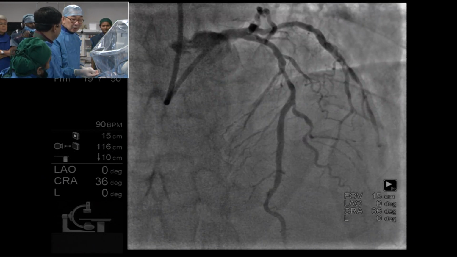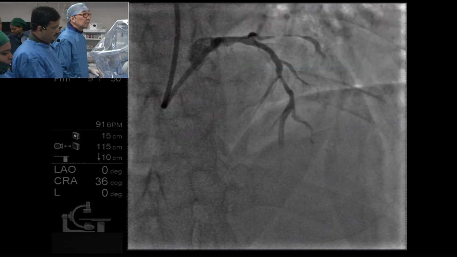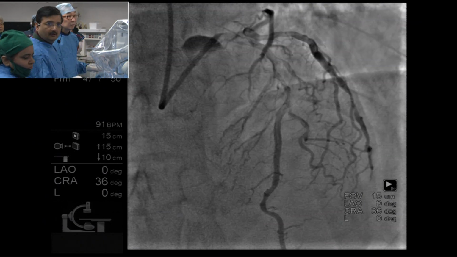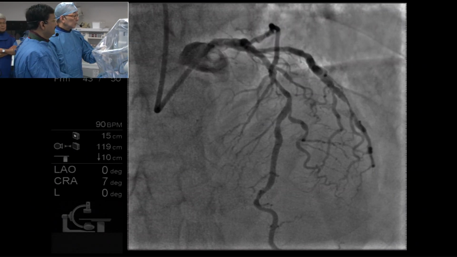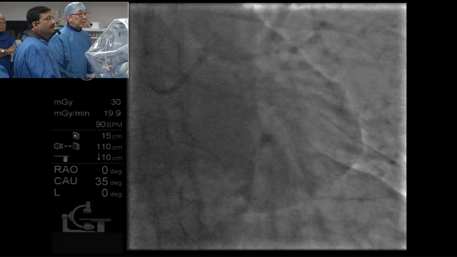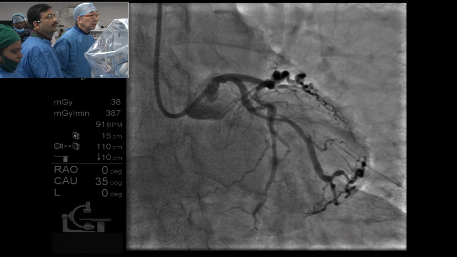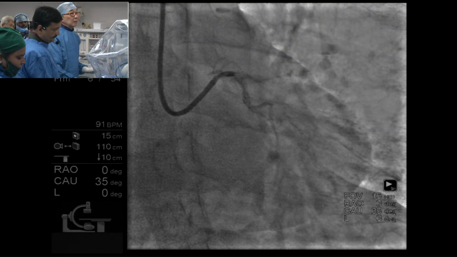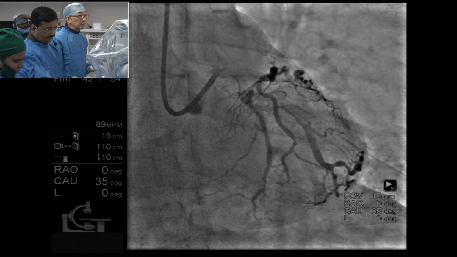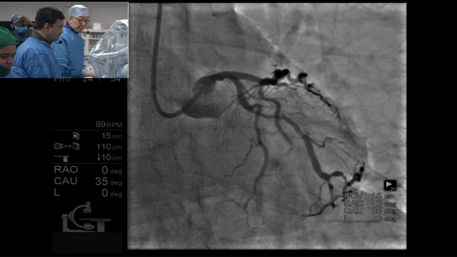Which wire? I need a run-through. Yes, run-through. You want a second view? Yeah, for sure. Circumflex? Yeah, for circumflex. AP caudal? So, Doc, what are you thinking about? Is that a balloon approach? I'm thinking about debulking. IVUS first, and we can decide. Okay, good. So the caudal view will show a long circumflex lesion that is also about 80%. So I'm going to wire the LAD first and IVUS it, and we can discuss. How about that?